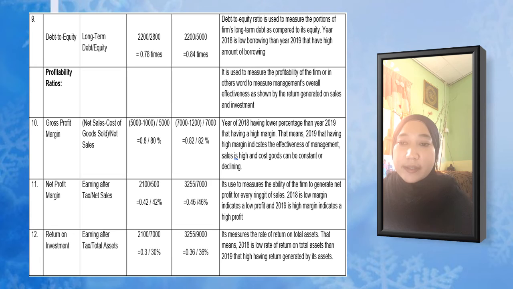Return on investment is about earnings after tax and total asset. In the year 2018 we get 30%, and the year 2019 we get 36%. For return on investment, we use it to measure the rate of return on total asset. What we can say for 2018 is a low rate of return on total asset because it is only 30%, compared to 2019, which has a high return generated by its asset because it gets 0.36 or 36%. That is my explanation about the calculations of financial ratio analysis for Stay Safe company in 2018 and 2019.